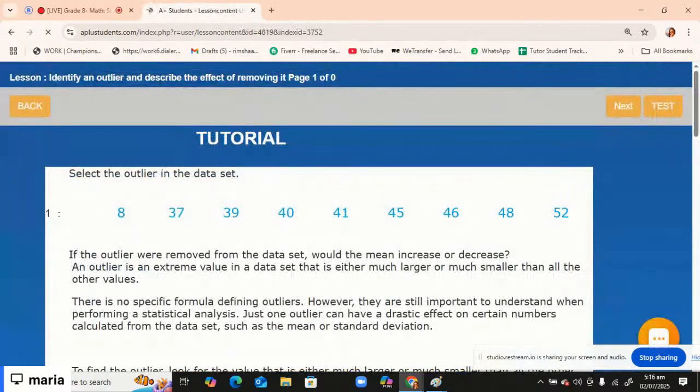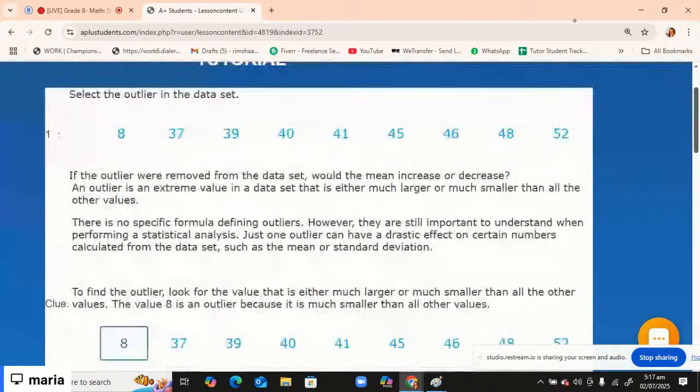So select an outlier in the data set. And if the outlier was removed from the data set, would the mean increase or decrease? Okay. An outlier is an extreme value in the data set that is either much larger or much smaller than all the other values. There is no specific formula defining an outlier. However, they are still important to understand when performing a statistical analysis. Just one outlier can have a drastic effect on certain numbers calculated from the data set, such as the mean or the standard deviation.